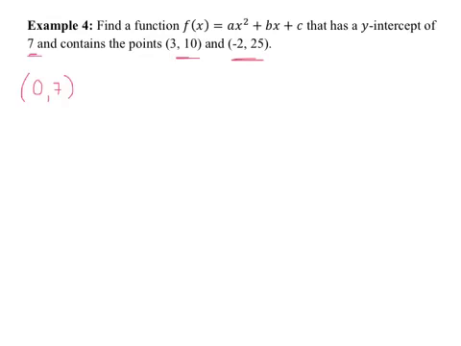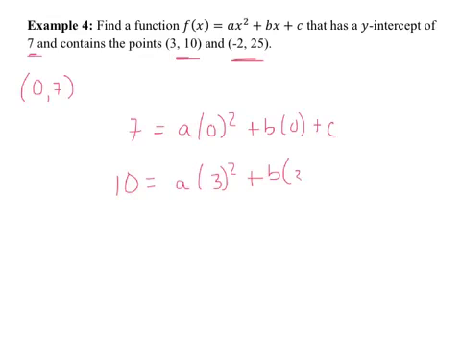So really, I'm given 3 points in this problem. If I'm given 3 points and I'm trying to find out what a, b, and c are, think about 3 equations, 3 variables. So plugging in those 3 points, I could start with 0, 7, right? f of x is 7, the value of the function, and then I have a times 0 squared plus b times 0 plus c. Plug in the second point, I have 10 equals a times 3 squared plus b times 3 plus c. And the third point I plug in, I have 25 equals a times negative 2 squared plus b times negative 2 plus c.